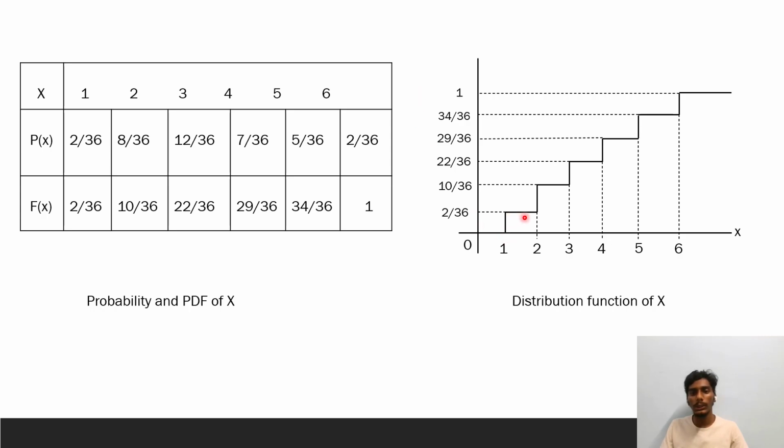Here we notice that there are staircase values, increasing from 0 to 2 by 36 up to the value 1. Each step adds to each event, and they create a staircase function. This is the graphical representation of the PDF or F of x.